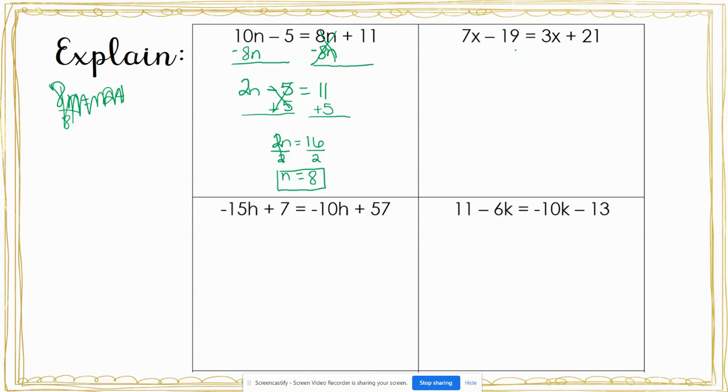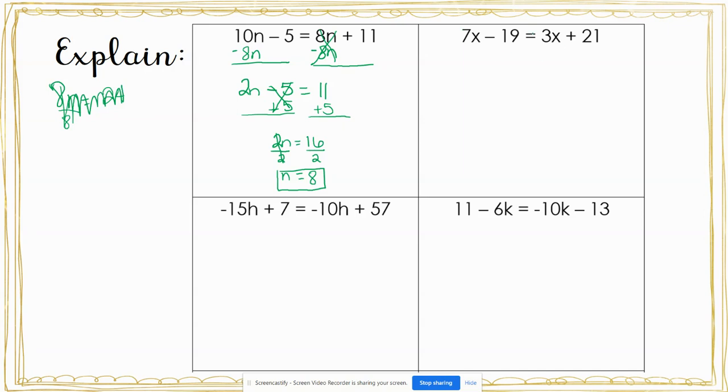Next, I have 7x minus 19 equals 3x plus 21. Before I start, I always want to look on the left side of the equation. So I have 7x minus 19, and I see that there are no like terms over here. Then I'm going to look at the right side of the equation, and I just see 3x plus 21. There are no like terms over there. So because of that, I can start looking at how am I going to solve the equation.